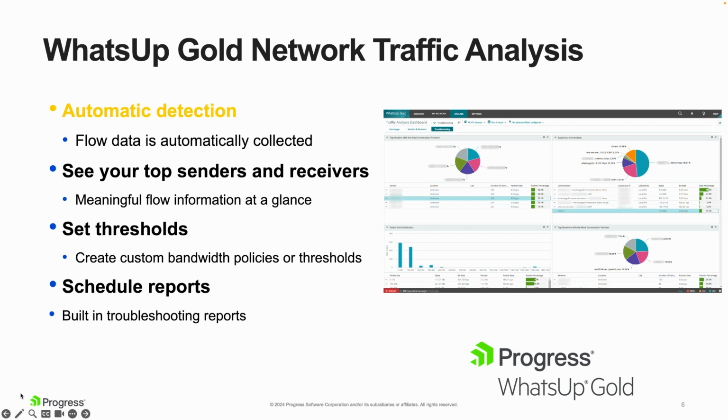So after the flow data is received, it automatically generates reports that you can use to analyze bandwidth consumption within your own environment. The flow data is also saved to the WhatsUp Gold database, which allows you to review reports from months back or troubleshoot issues on demand. You can see information for your top senders and receivers. There are built-in troubleshooting reports. You can see the network traffic information on a per-device basis.